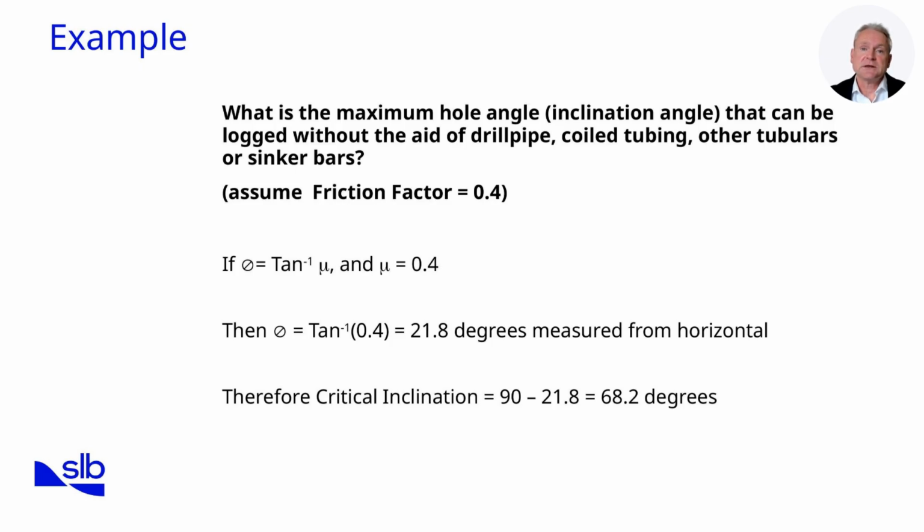This value is fundamental in well planning because it defines the maximum inclination at which a logging tool or tubular can descend under gravity alone. In practice, this means that in wells exceeding 68 degrees of inclination, additional mechanical or hydraulic assistance is required to convey pipe or tools. Methods include using pipe-conveyed logging, coiled tubing, running sinker bars, or selecting lubricating mud systems to reduce the effective friction factor.